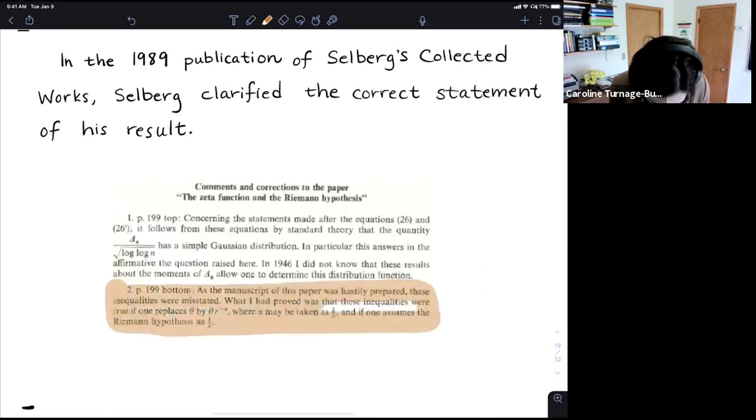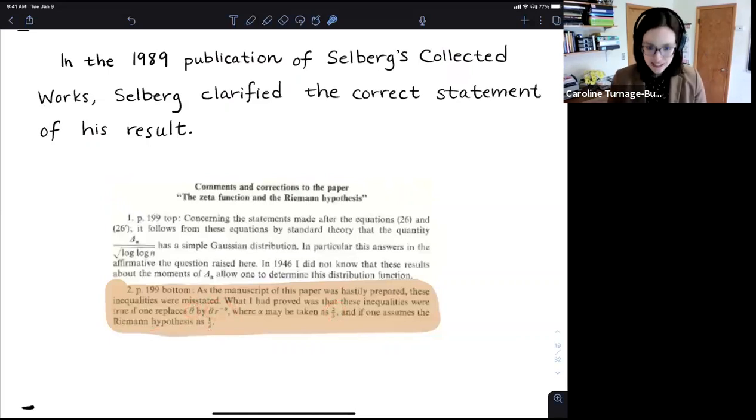And he says, as the manuscript of this paper was hastily prepared, there were inequalities misstated. We've all been there. Okay, so what I had proved was that these inequalities were true if one replaces theta with not theta of r to the -1/2, but it depends if you assume the Riemann hypothesis or not. So he's saying if you assume the Riemann hypothesis, it's just like what was in Mueller's paper. But if you don't assume the Riemann hypothesis, you get a different power of r in the denominator.